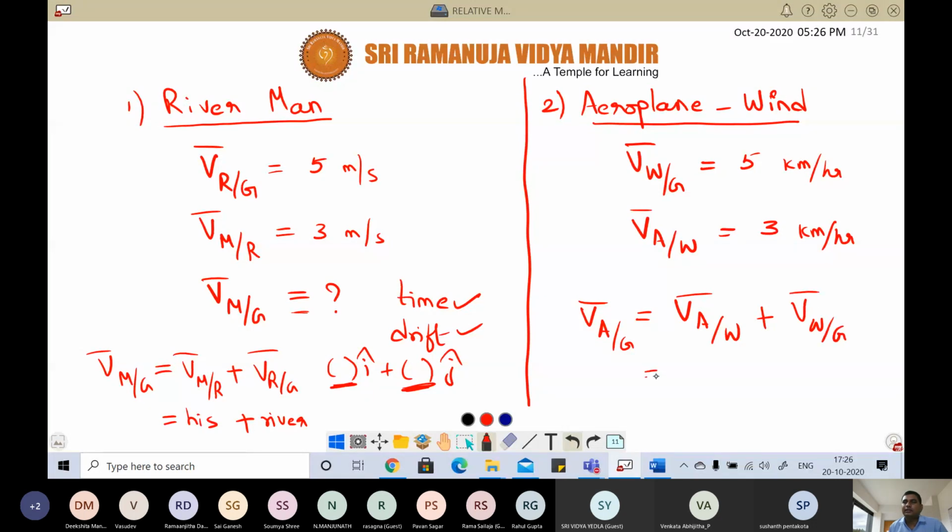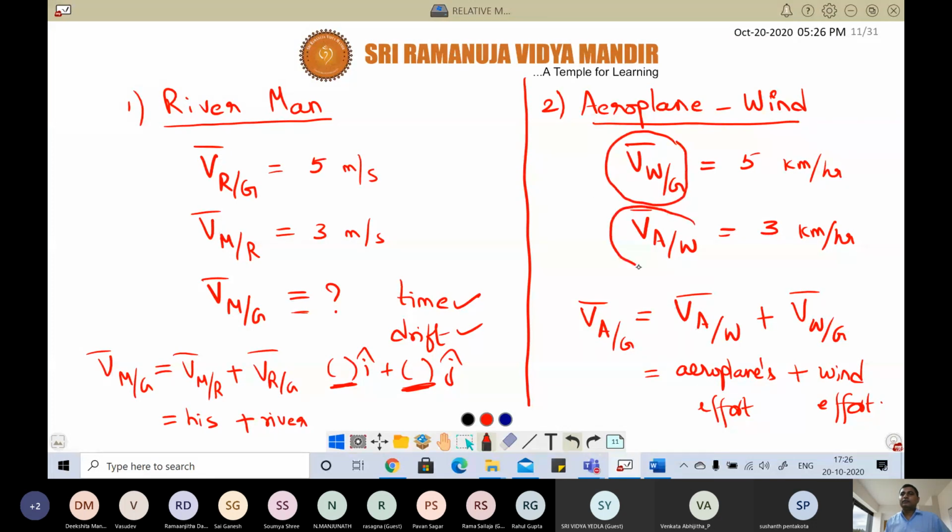That's all, but vectorially. This is called the aeroplane's effort, that means the engine's effort, plus the wind effort. Both are the same. Once you understand this, the given velocities will be given: wind velocity is always taken with respect to ground, and aeroplane velocity is always taken with respect to wind, similar to here. Now let us see one interesting problem.